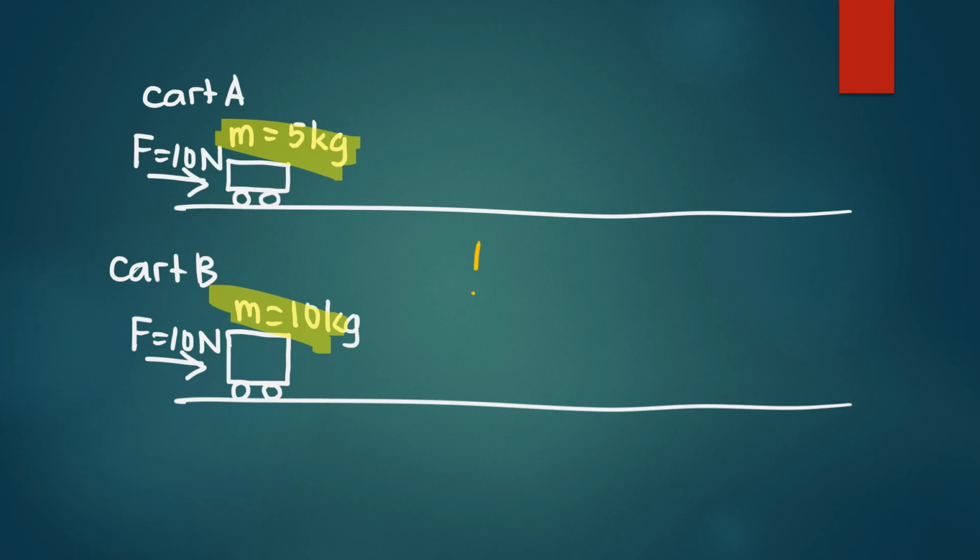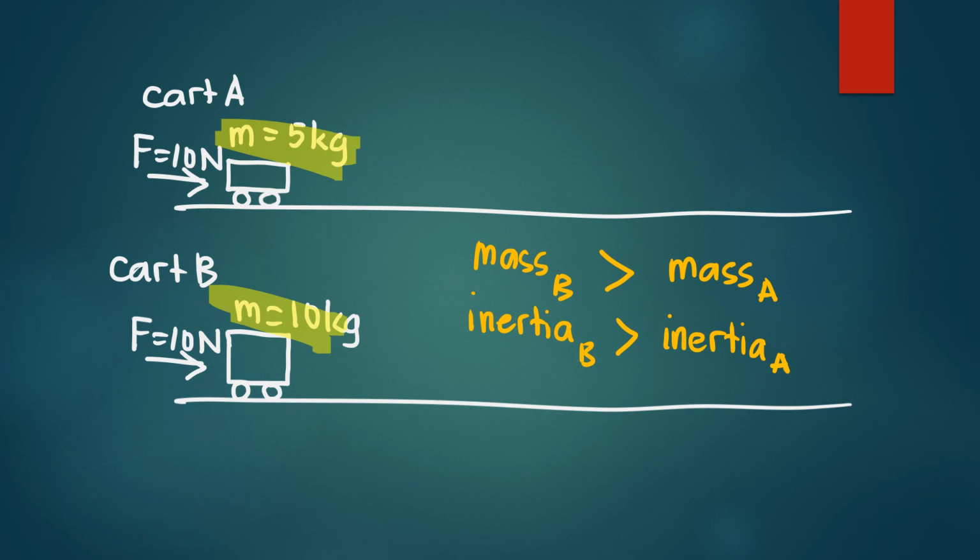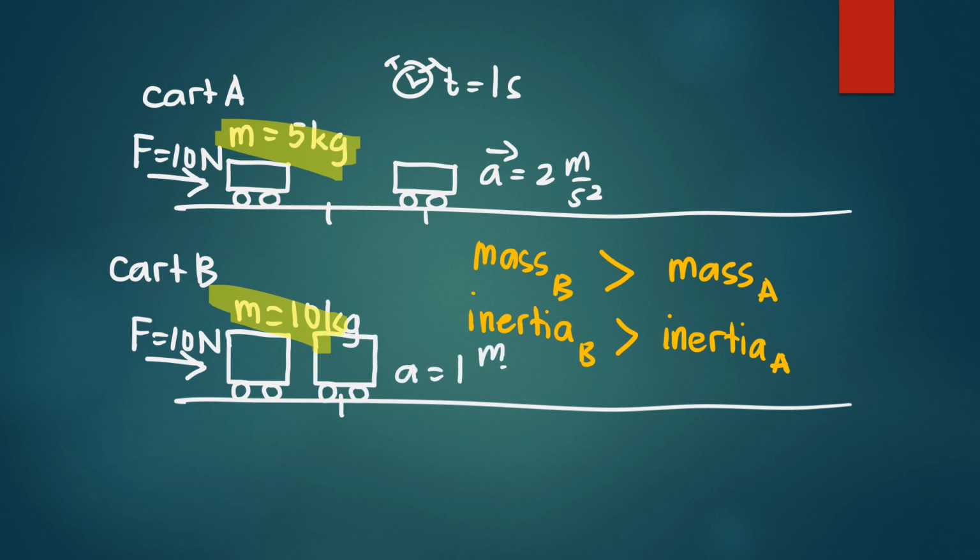Since mass of cart B is greater than mass of cart A, the inertia of cart B is greater than that of cart A. Therefore, cart B has greater capacity to resist acceleration. The acceleration of A is therefore greater than the acceleration of B. Acceleration is inversely proportional to mass. The smaller the mass is, the greater is the acceleration.